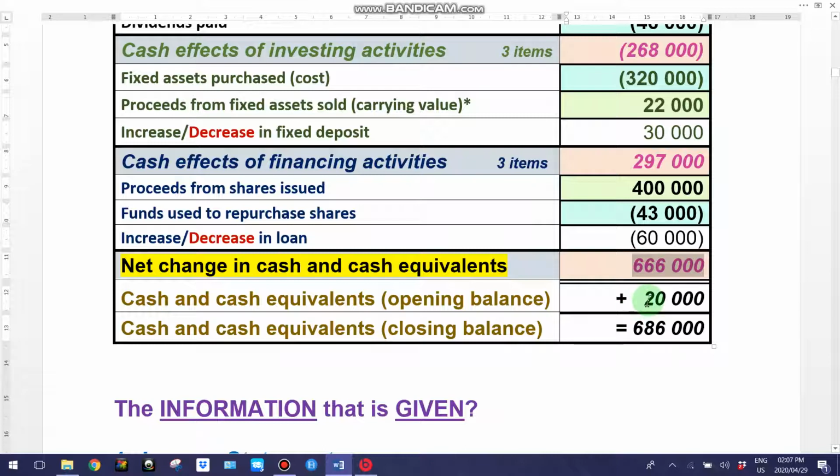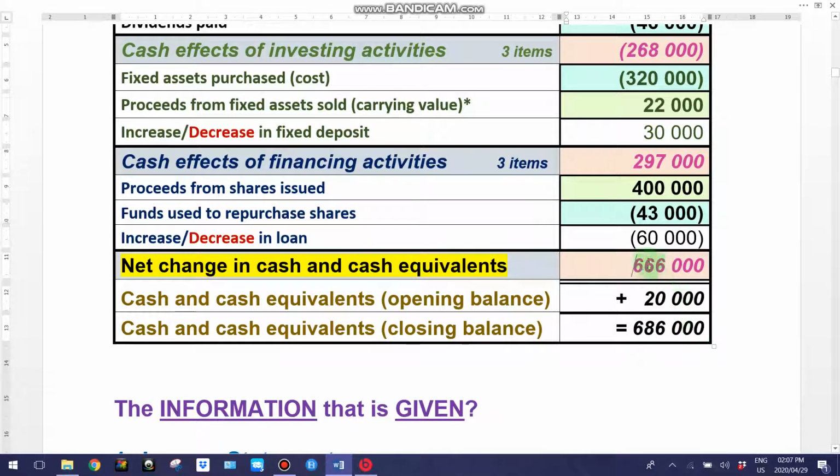There was an increase. My cash balance increased. It was 20 and it's now 688. So clearly it increased by 666,000. Okay, there's a way of checking this one, which is to look at this figure at the top there, plus your opening balance would give me my closing balance.